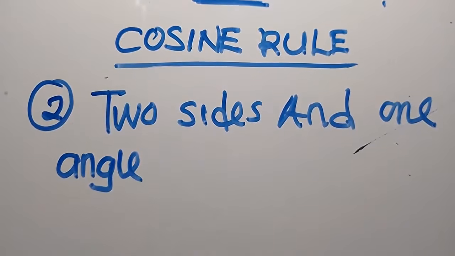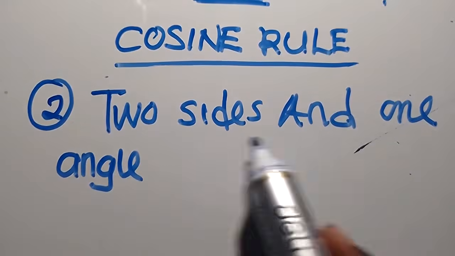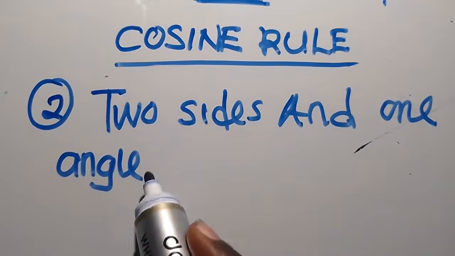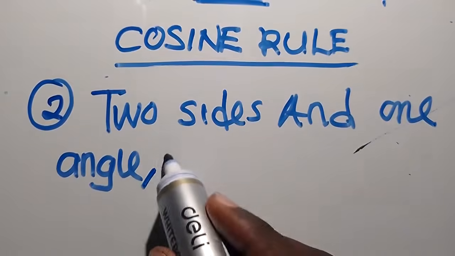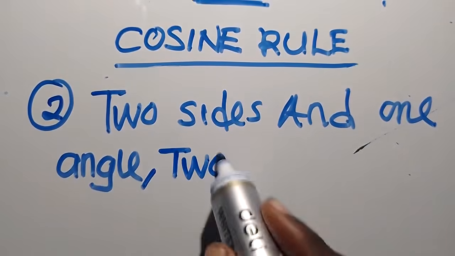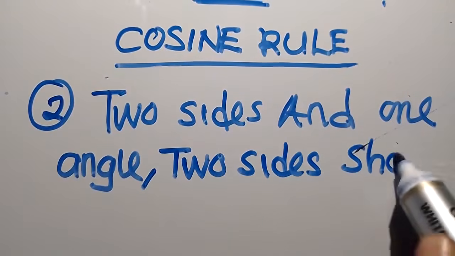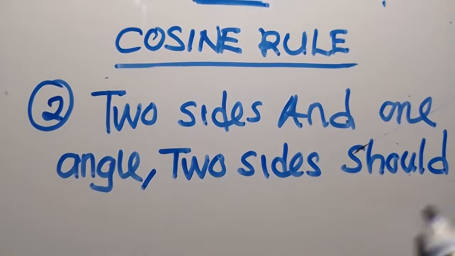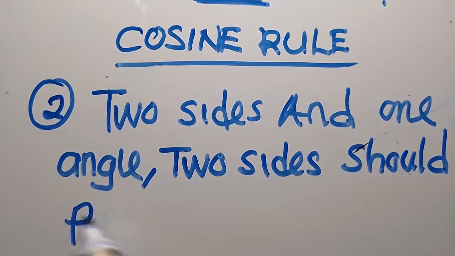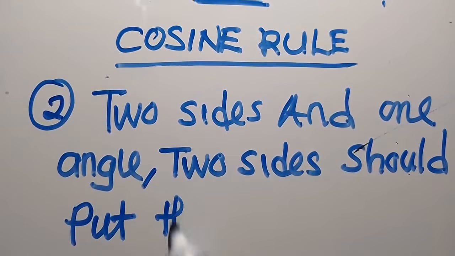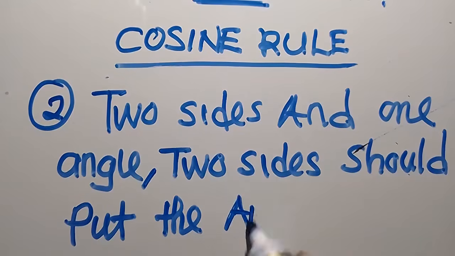Understand this. I want you to understand this. Two sides and one angle. Not only here, two sides should put the angle. So they must make sure that they put the angle in the middle.